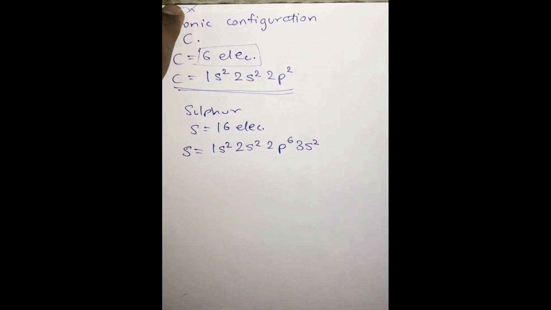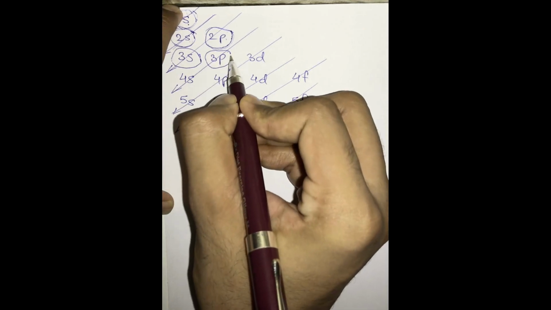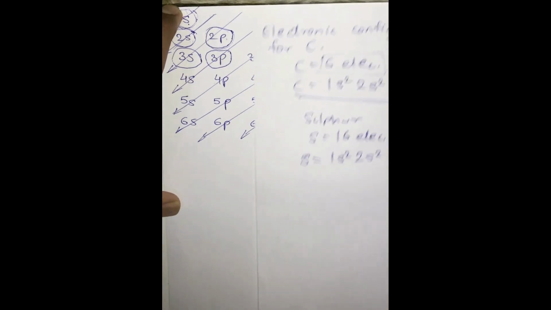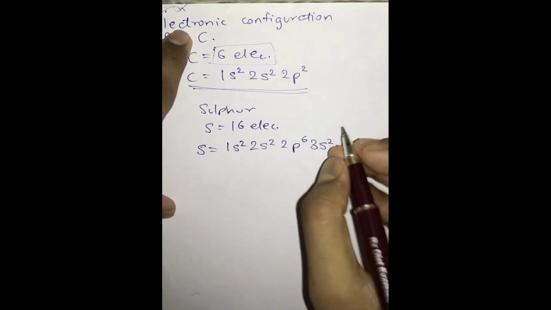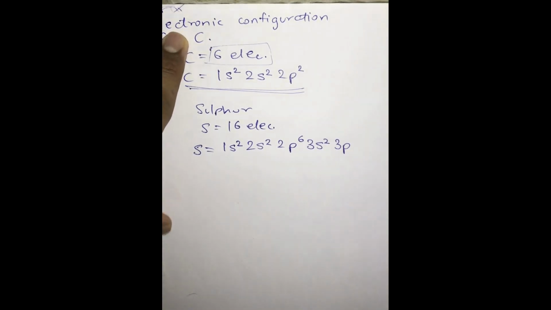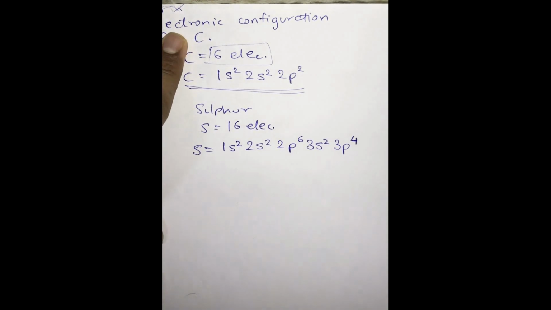So for the next 4, we have to go again to our diagram. After 3s comes the 3p. So after 3s, 3p has the least energy. Now after 3s, you have to write 3p. And as there are only 4 electrons remaining, although p can take 6 electrons, you have to write 4 electrons because we have only 4 electrons remaining.